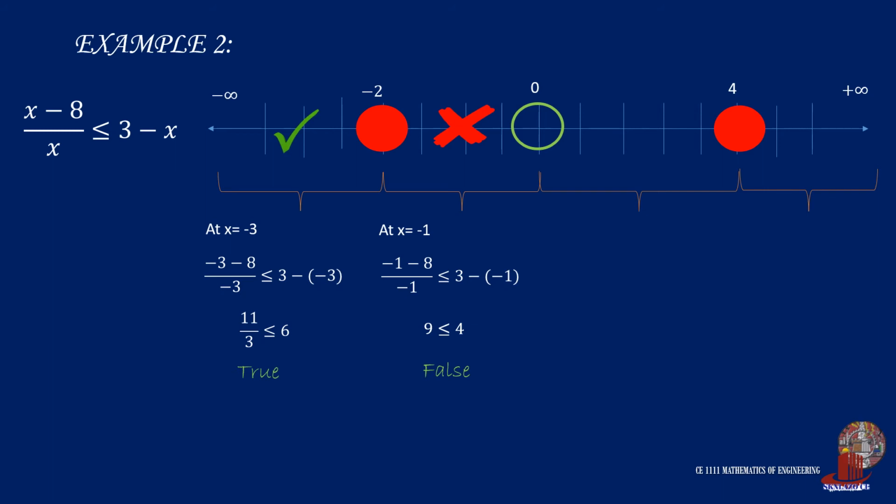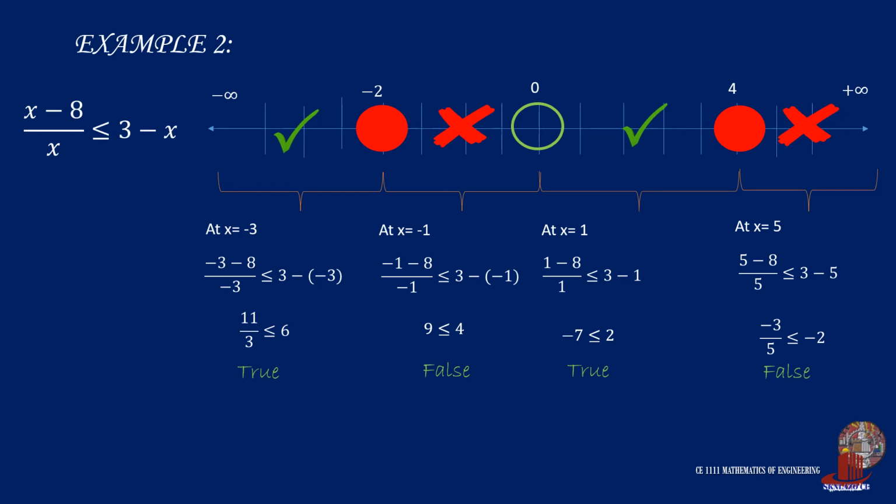The third range is between 0 and 4. We try x is equal to 1. Plug this in the inequality and we get negative 7 is less than or equal to 2. This is a true statement. We can assume x as positive 5 for the last range between positive 4 and positive infinity. By placing this in the inequality, we have negative 3/5 is less than or equal to negative 2, and this is a false statement.